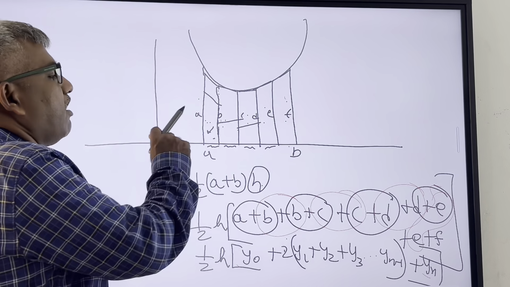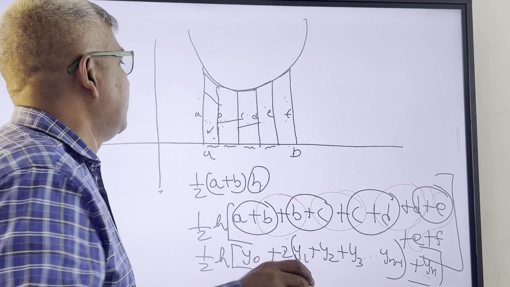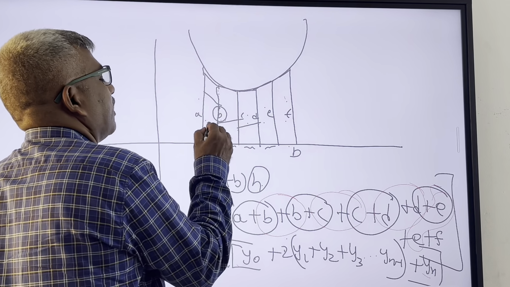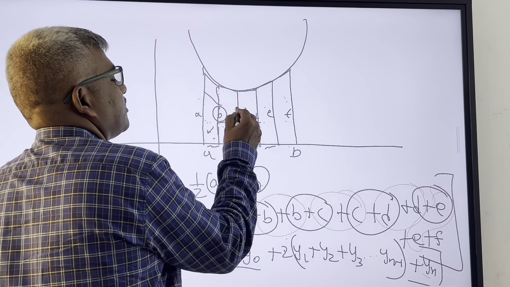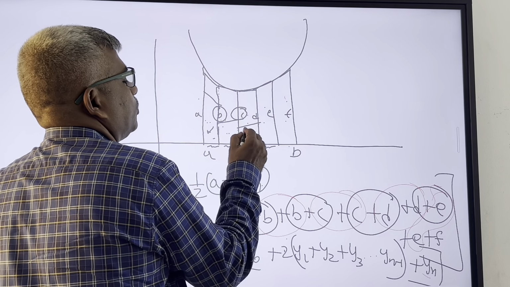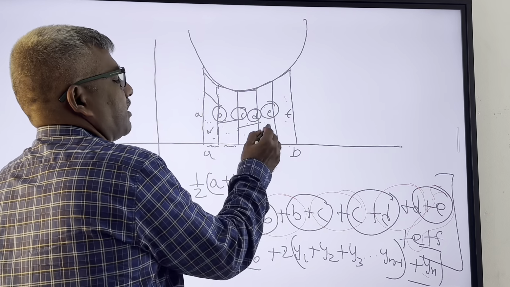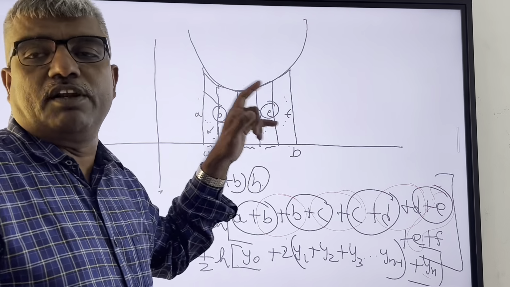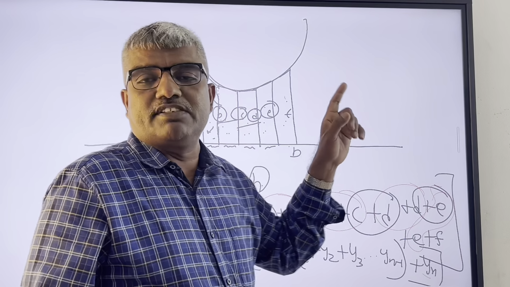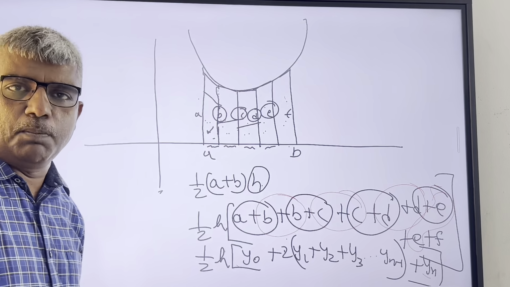Trapezium formula is half times a plus b times h. This b is for trapezium 1 and 2. This c is for trapezium 2 and 3. This d is trapezium 3 and 4. This e is trapezium 4 and 5. A is only for trapezium 1. F is only for trapezium 5. I hope you got it.